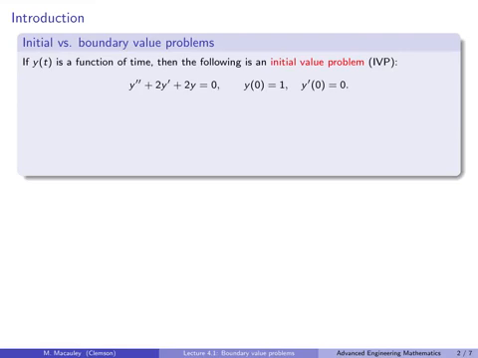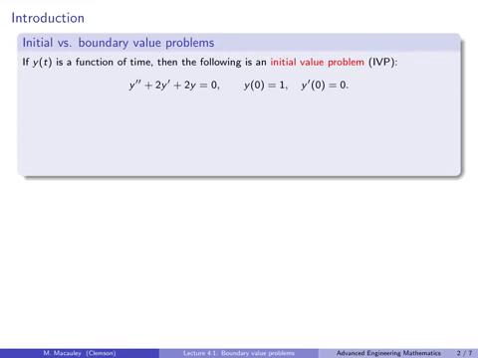I'm not going to give you a full, complete definition. I'll just give you two examples. You can compare and contrast and understand what the important differences and features of each are. So for an IVP, we need an ODE. For example, y double prime plus 2y prime plus 2y equals 0.